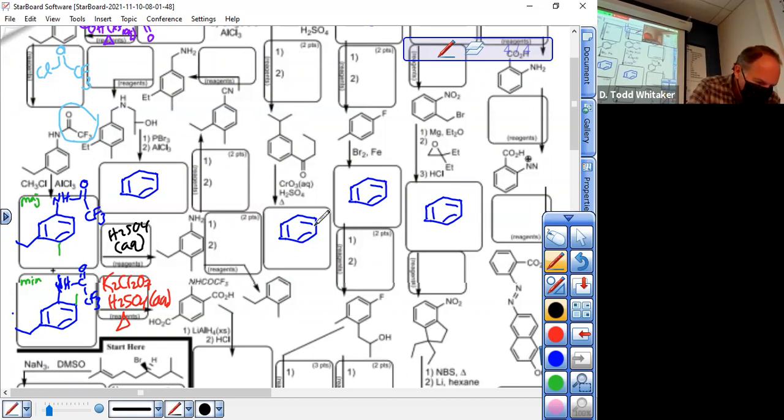Since we're here, how do you get rid of an amino group? This is one of the results after diazotization. Yes, sir. You said change it to diazonium and then H3PO2. Correct. So diazotization.